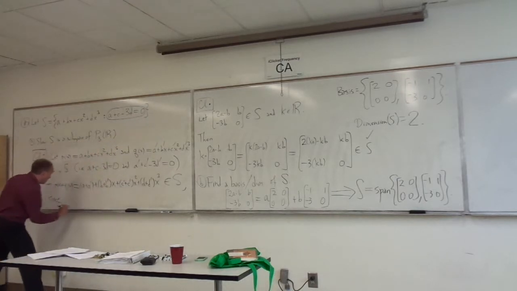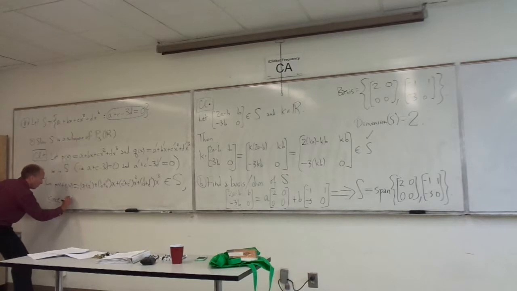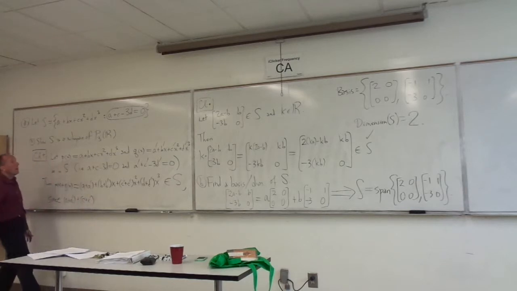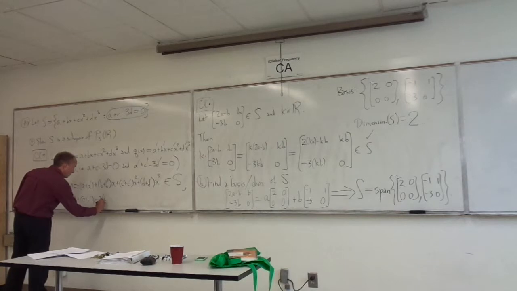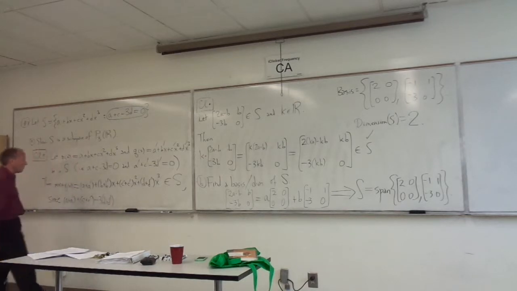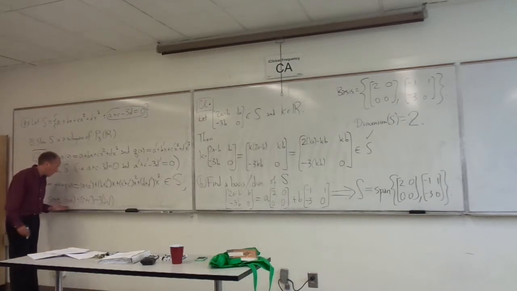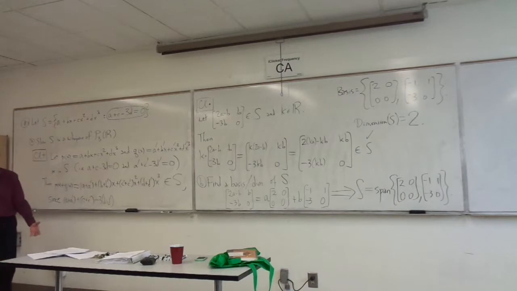For this polynomial, my constant term is a plus a prime. My x squared term is c plus c prime. And my x cubed term is d plus d prime, so we have a factor of 3 on that. Okay, so this is what we would have. And what do I want to have this equal to? 0. How can I see that it is 0?